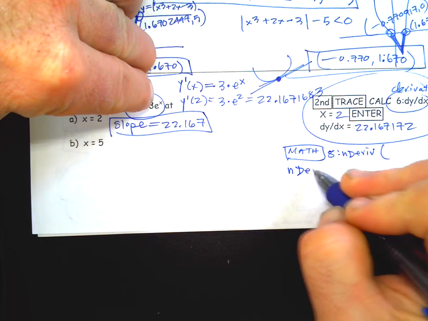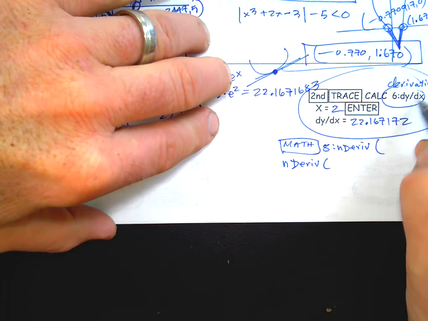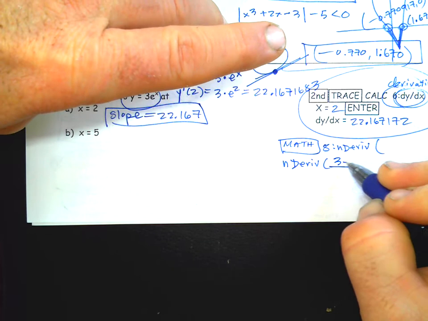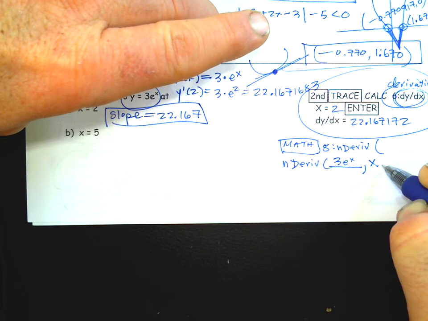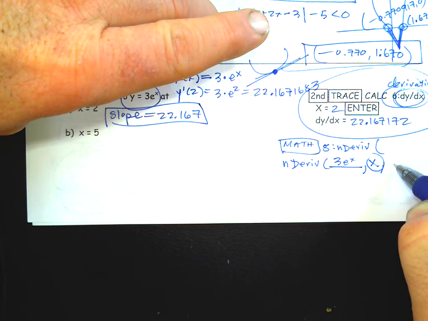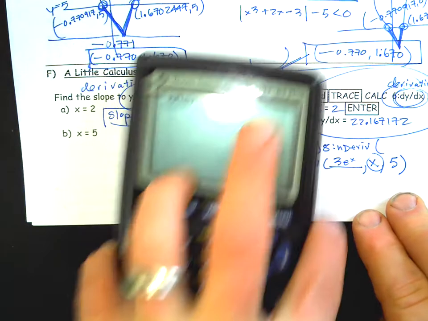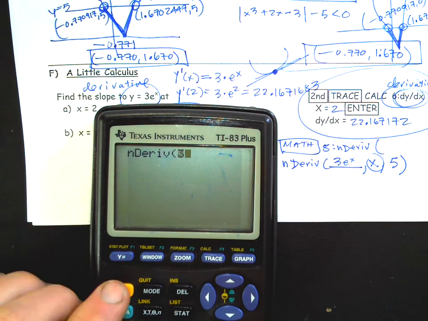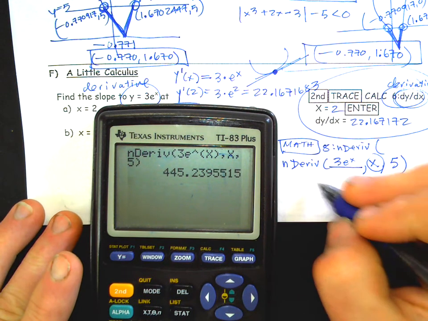Now, some of you guys have better versions than mine, and it actually shows more like a dy/dx notation. So here you have to put your function. So this is where you put 3e to the x, comma, and then what you are taking the derivative with respect to, which is always going to be x for us, and then comma, the value you want it at. So if you want it at 5, this will do it for you. So if we do this, we could do 3e to the x, comma x, comma 5. And that gives you the slope.